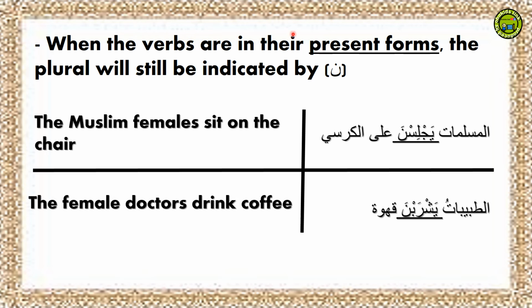When the verbs are in their present forms, the plural will still be indicated by noon. Al-muslimatu yajlisna ala al-kursiyyi. The Muslim females sit on the chair. At-tabibatu yashrabna al-qahwata. The female doctors drink coffee. So the present feminine plural in all of these sentences are yajlisna and yashrabna.